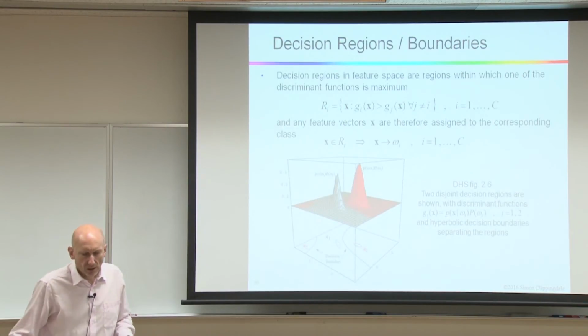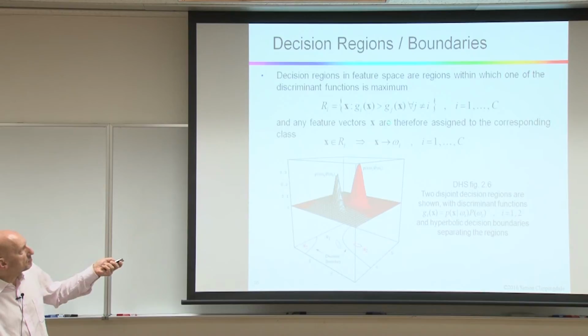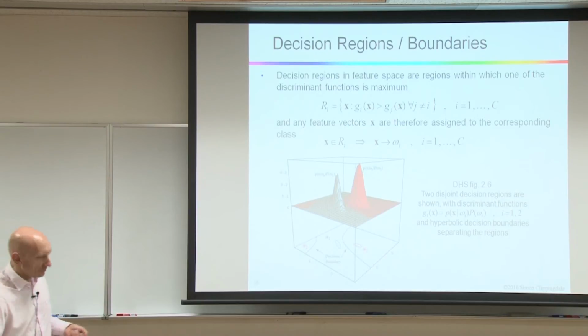So the decision regions in the feature space are regions within which one of those functions is maximum, within which you're going to assign your input to that particular class. So it's this region of data for which the ith decision region is the region for which the ith discriminant function is bigger than all the others. And any feature vectors that fall in that space are going to be assigned to that class. Okay, so here's an example.